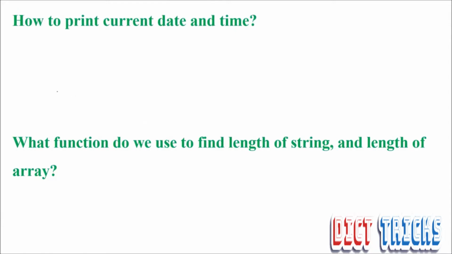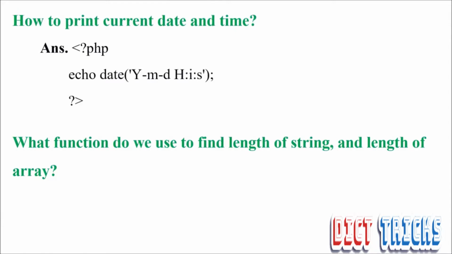How to print current date and time? You just have to echo, and then you have to use this function date. This is year, month, date, and this is hour. Okay, time. So this is how you print current date and time.